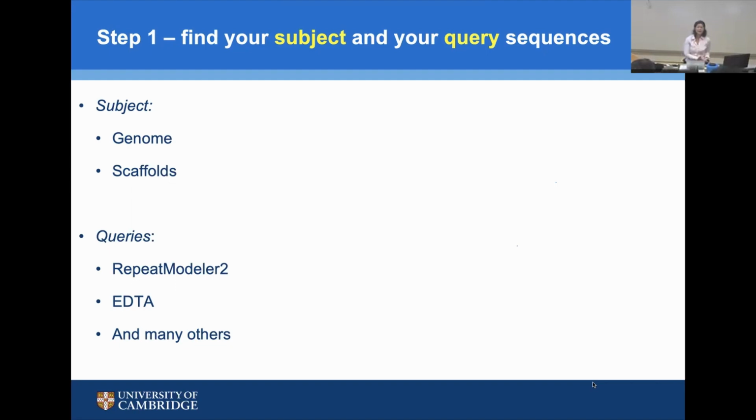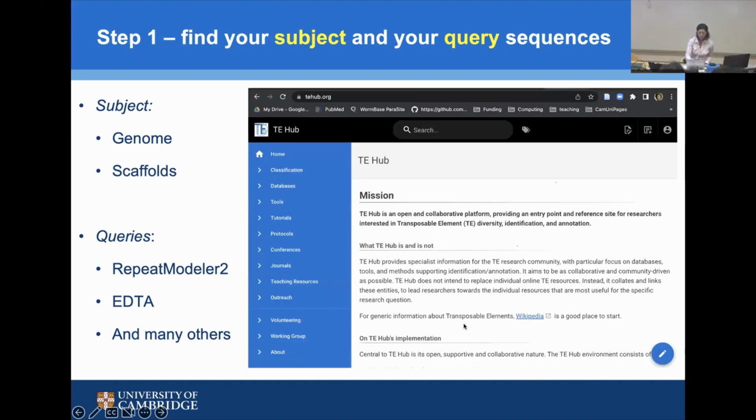Sometimes you may not have a library, in which case you can take roundabout pathways to get there. You can look, for example, for domains that you know are in transposable elements, like reverse transcriptases, in the genome, although that's probably a bit more complicated. And the rest of the tools you can find in TEhub.